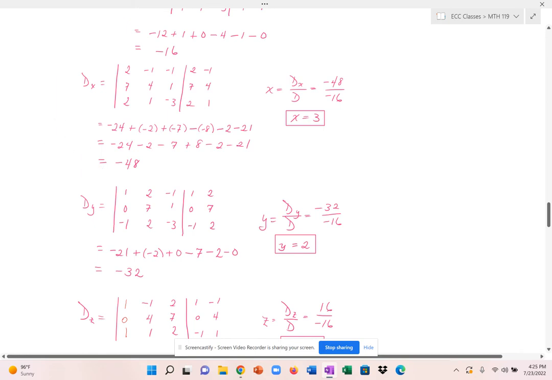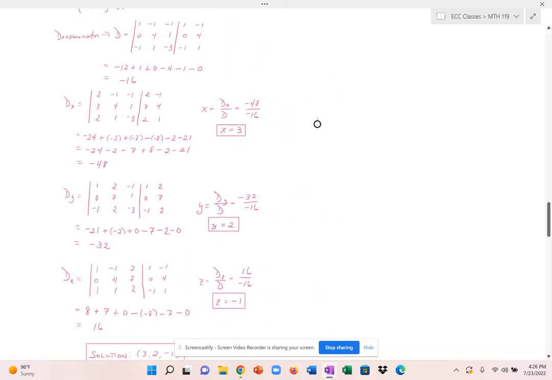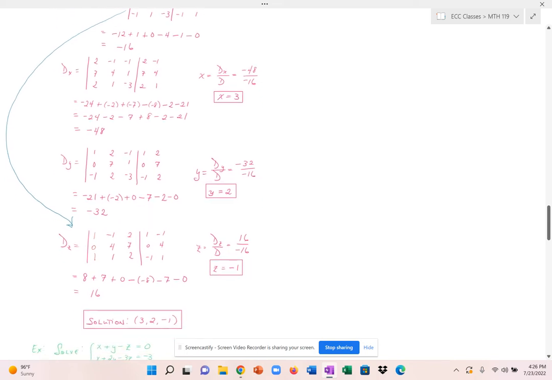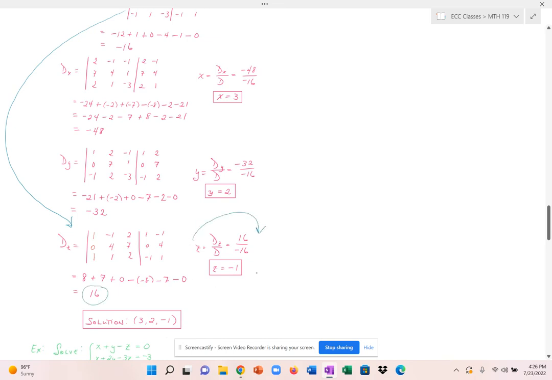Last thing is to find z. So again, you take the denominator that you found at the beginning, but replace the last column with the constants. The rest of the numbers should stay exactly the same. Repeat the first two columns immediately to the right, and then multiply these numbers again the way I explained, and this time you get 16. So my z value is 16 divided by negative 16, which is negative 1. So the solution, x, y, z, is 3, 2, negative 1.